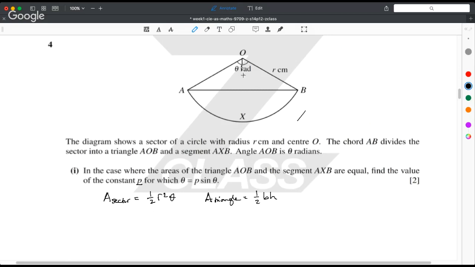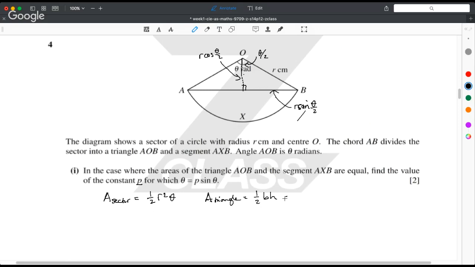I'm going to drop a vertical line down here, the right angle there. And so it bisects this angle, so this is now theta over 2. And we know that this thing is called r, so we know that this is r sine of theta over 2, and this is r cosine of theta over 2.